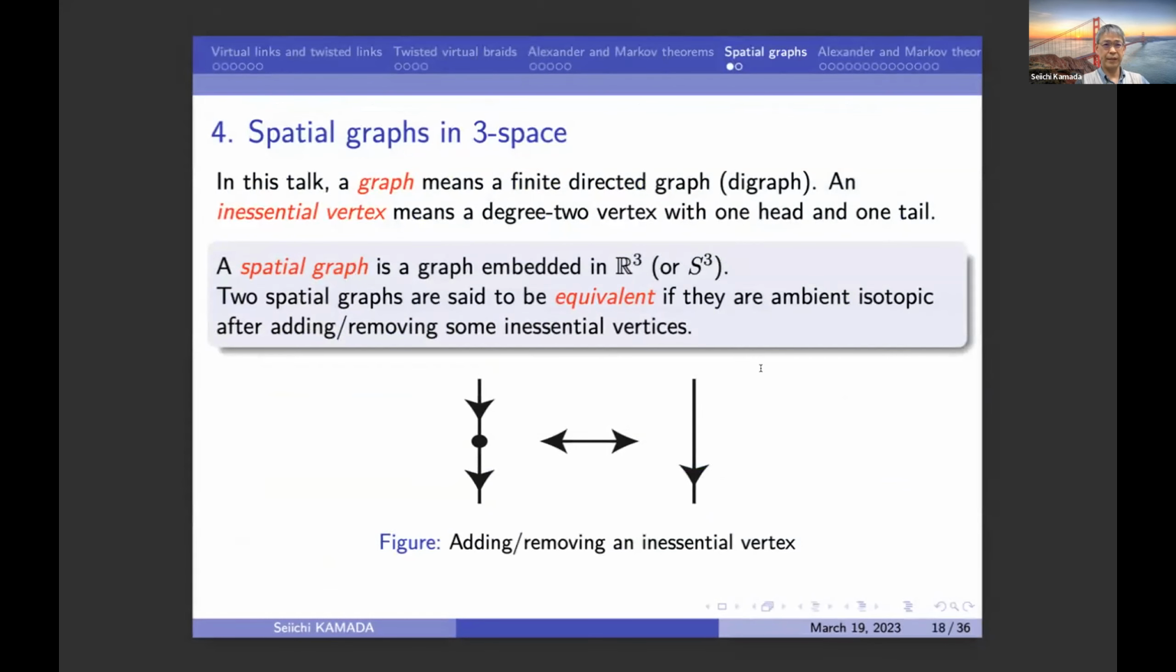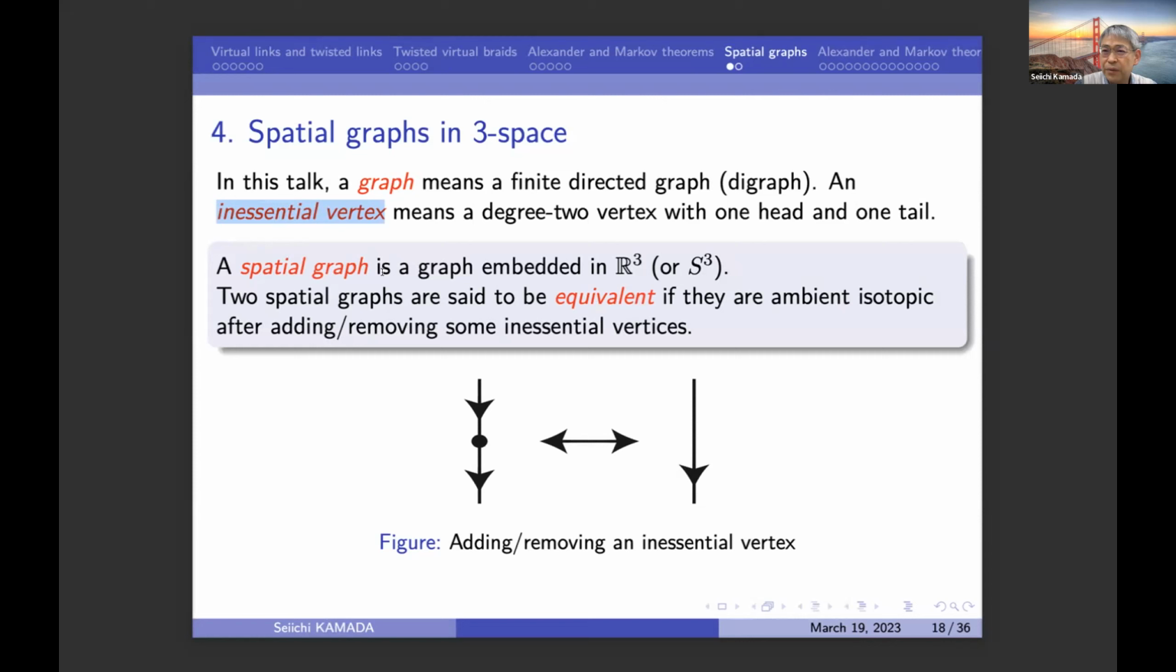Okay, now we discuss spatial graphs, braid presentation of spatial graphs in 3-space. In this talk, graph means a finite directed graph, so each edge has an orientation. And an inessential vertex means a degree 2 vertex with one head and one tail. So this is an inessential vertex. Usually we ignore inessential vertices.